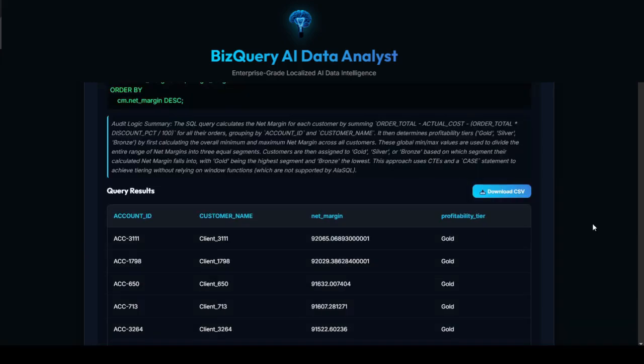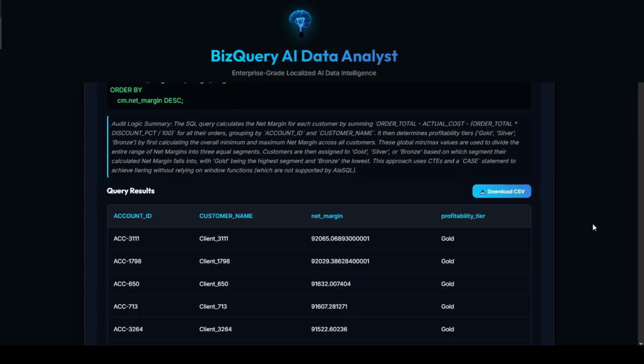A critical feature of BizQuery AI highlighted in this result is the integrity of the underlying join. In traditional systems, joining a customer table with an orders table can frequently trigger row explosion. This happens when a customer has multiple transactions and the system accidentally multiplies the costs or revenues across every row, leading to inflated and inaccurate totals.